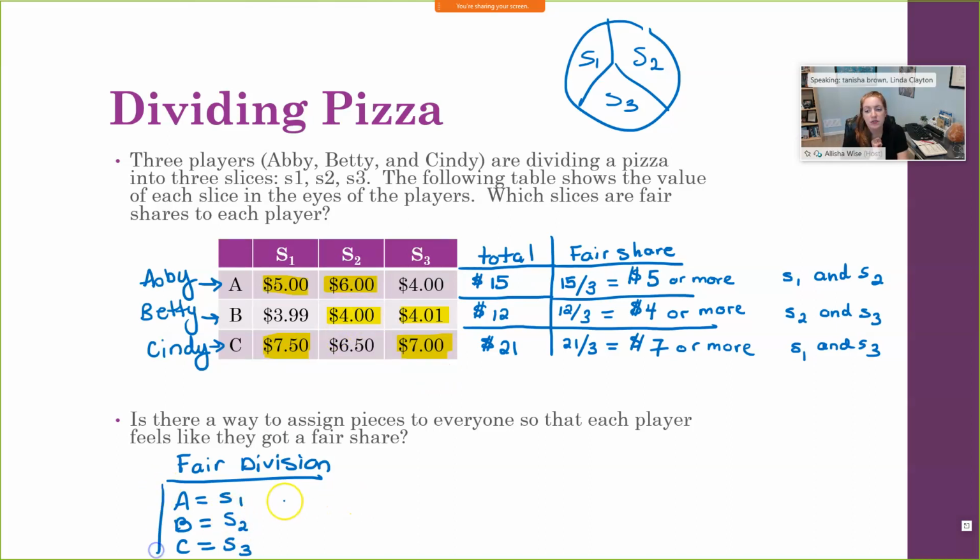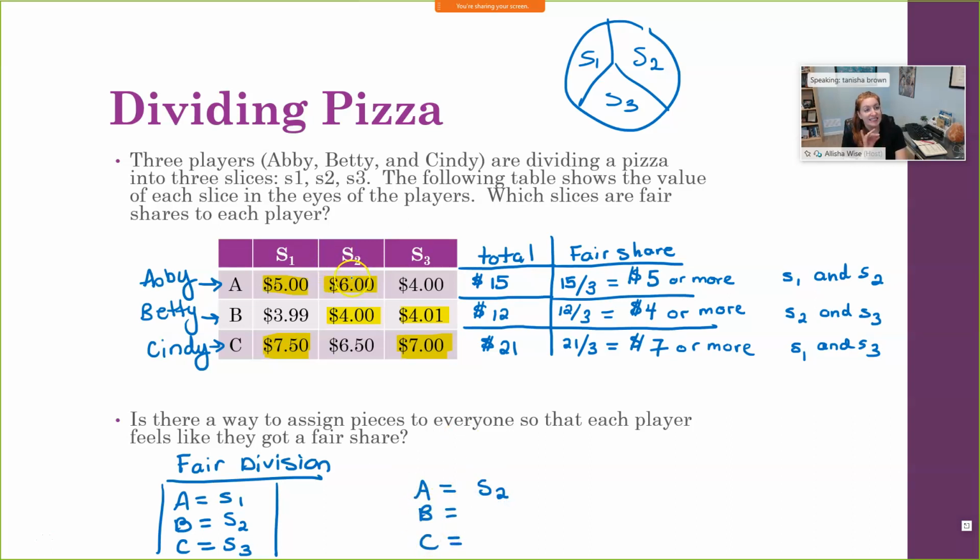Very good. So this is one fair division, and it looks like everybody's going to be happy. It's at their minimum fair share. But there is another division that we could do to make everybody a little bit happier. We could change Abby to S2.